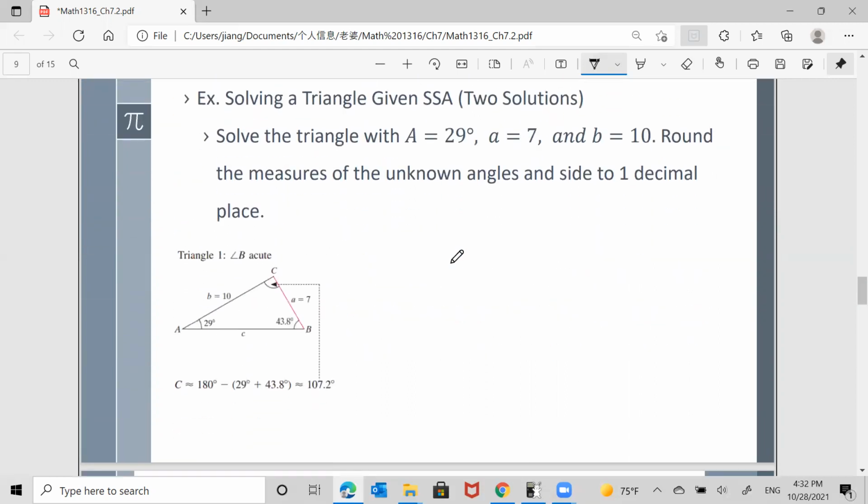Okay, let's see the next one. Solving a triangle given SSA, 2 solutions. The meaning of 2 solutions, that means if I have, do you still remember the graph we talked about? So this angle is given, and then this one, a is given, b is given. This one, I don't know how long this is. I can draw a ray, continue to draw.